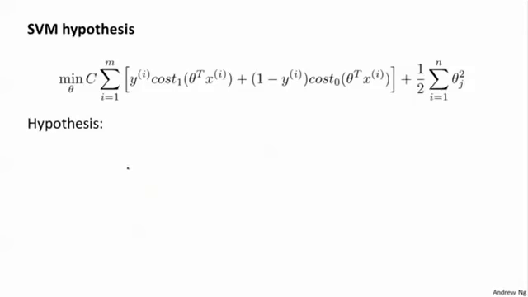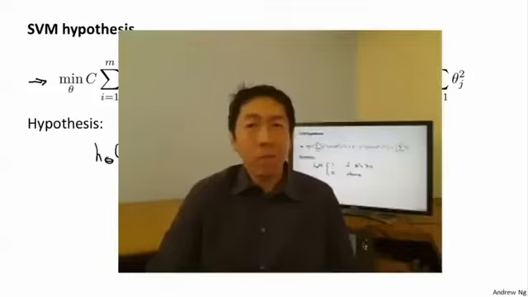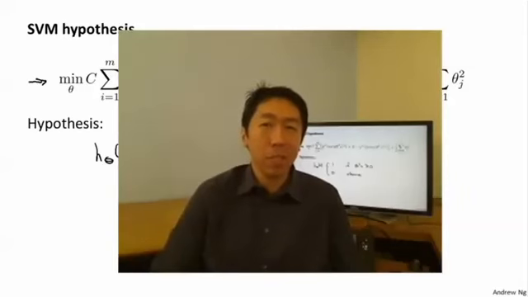Finally, unlike logistic regression, the support vector machine doesn't output a probability. Instead, we have this cost function, which we minimize to get the parameters theta. What a support vector machine does is make a prediction of y being equal to 1 or 0 directly. So the hypothesis will predict 1 if theta transpose x is greater than or equal to 0, and it'll predict 0 otherwise. Having learned the parameters theta, this is the form of the hypothesis for the support vector machine. So that was a mathematical definition of what a support vector machine does.